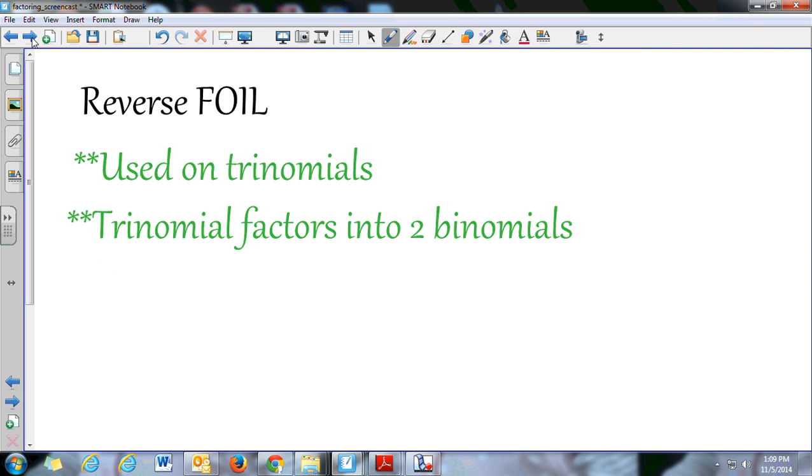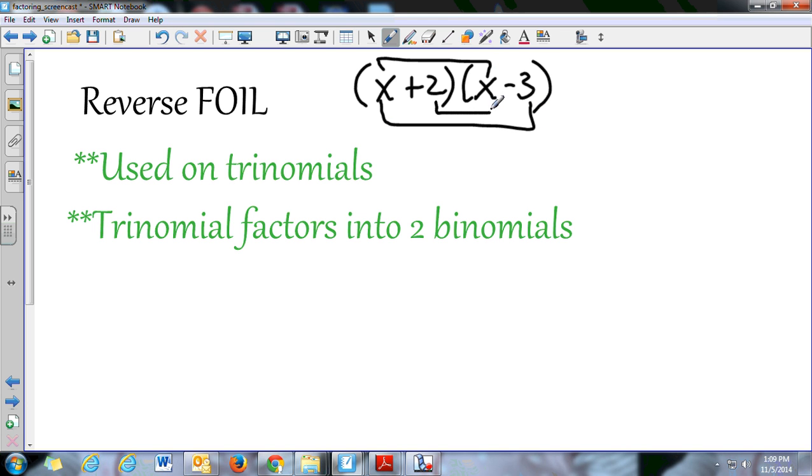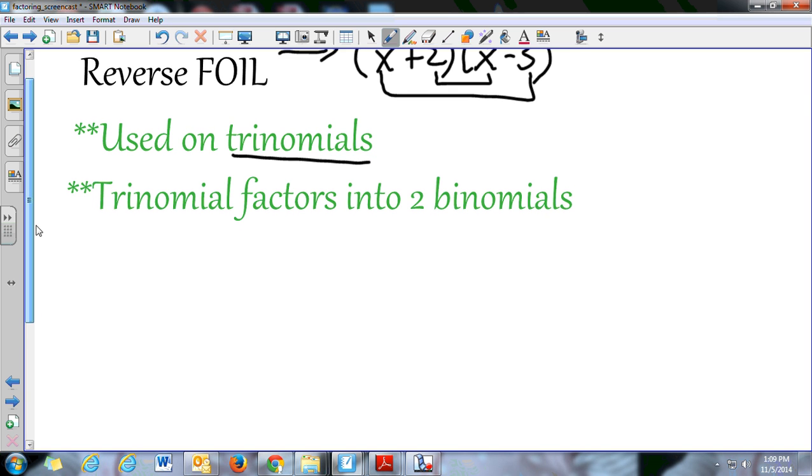Lastly, you've got reverse FOIL. Many of you are familiar with FOIL when you take your two binomials, and you go first, and you go outer, and you take the two inside terms, and you take the two last terms, and you multiply all those together, and you get, most times, a trinomial. So reverse FOIL, we're just doing the opposite. We're trying to work back to get into something like this. So we use it on trinomials, and we're going to factor them into two binomials.